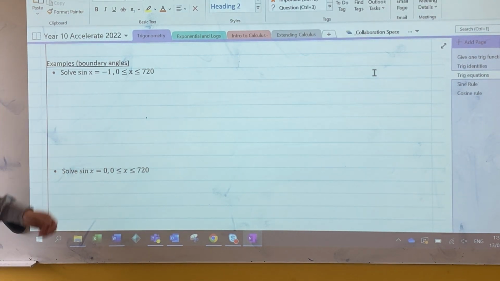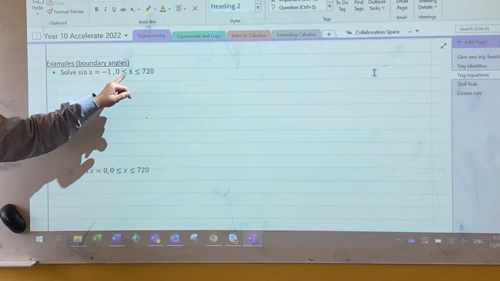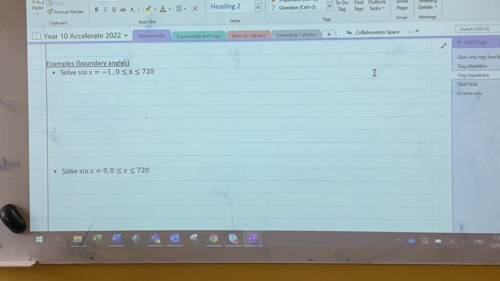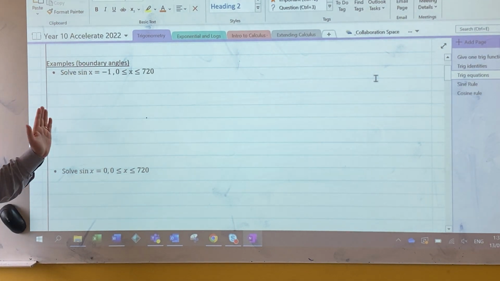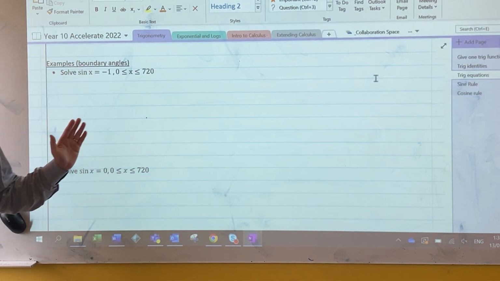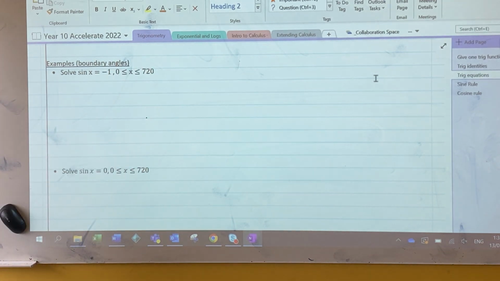First one, sine x equals -1, and x is between 0 and 720 degrees, right? So there are two ways I'm going to show you. For sine x equals -1, we can look at the boundary angle diagram on the unit circle, or we can look at it from the sine graph perspective.